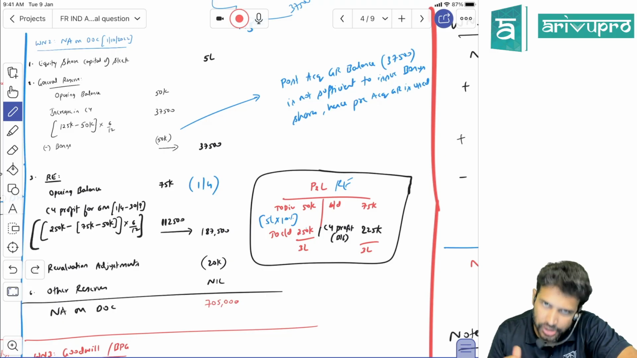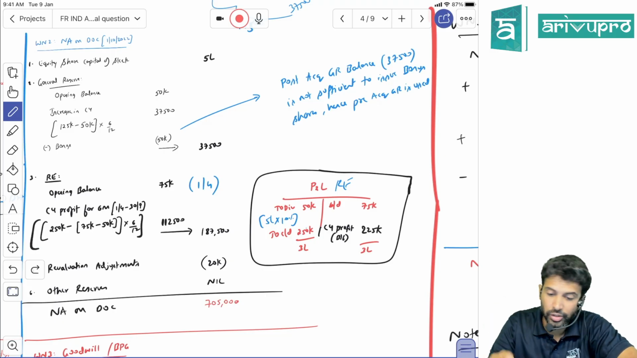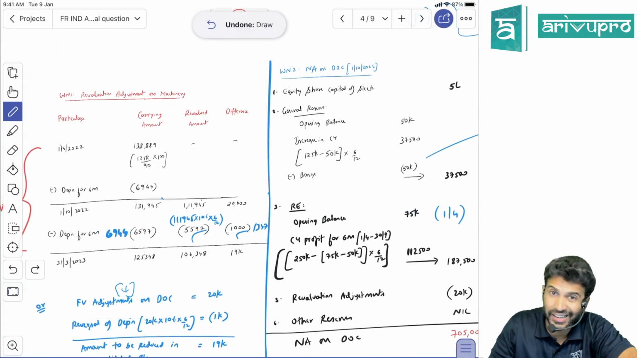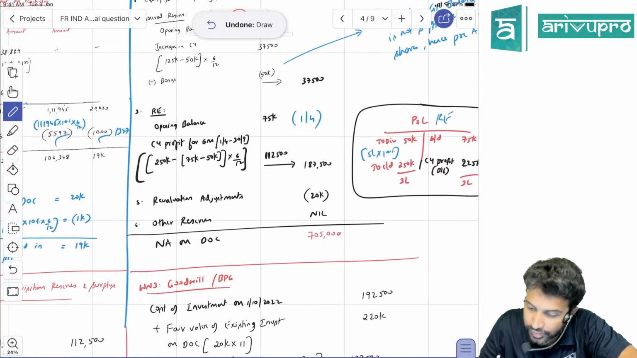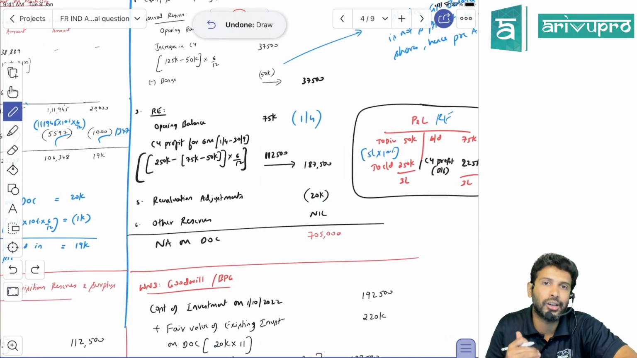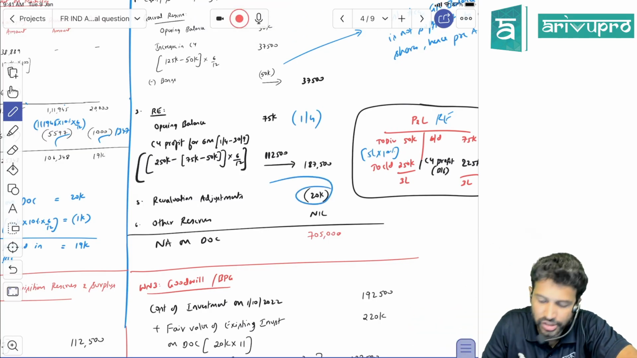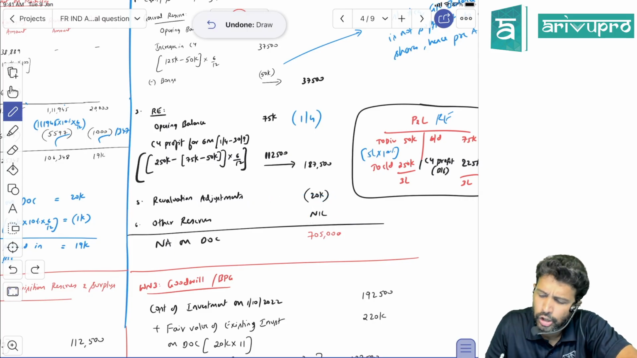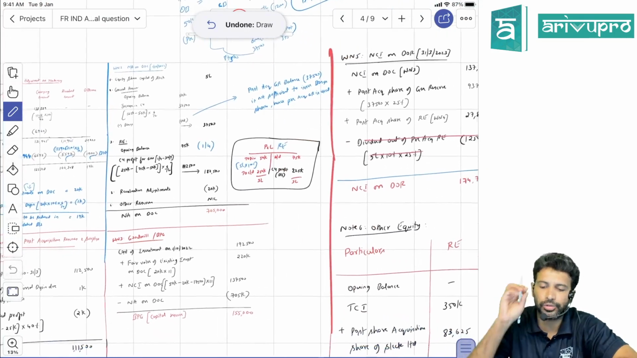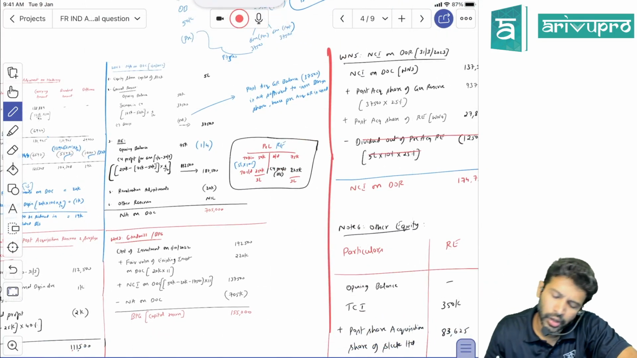Okay, yes, this is done. Then do you have any fair value adjustments? Yes. Here we have a fair value decrease of 20,000. It's not an increase, it's overvalued. So the fair value adjustment is negative over here. You have to reduce the asset's value. Hence the net asset balance will reduce. If you reduce the asset balance, the net asset balance also will reduce. Hence fair value adjustment minus here. No other reserves we have. So net assets on the date of control is 7,05,000.